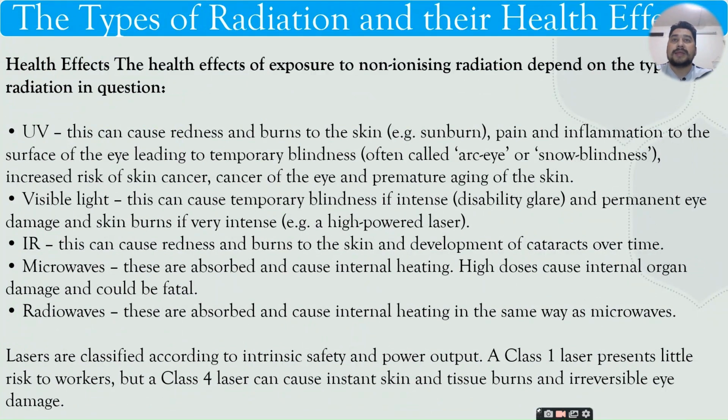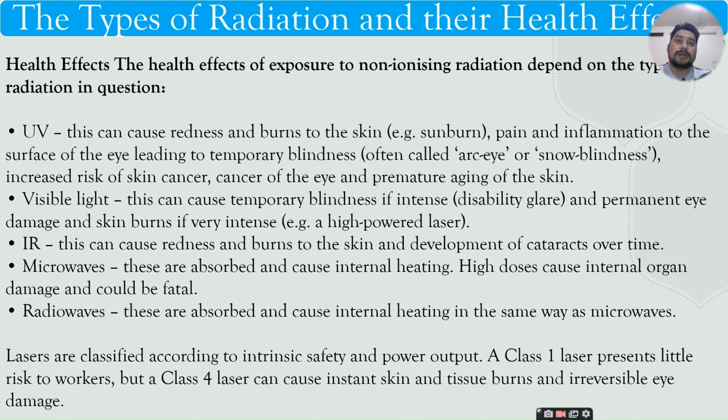Types of radiation and their health effects. The effects of exposure to non-ionizing radiation depend on the type of radiation in question. UV can cause redness and burns to the skin. If any person comes into contact with ultraviolet rays, it will cause redness and burns of the skin. You may have felt that whenever you come into contact with the sun, it will give you sunburn, and our skin will get red, and the color will change also.